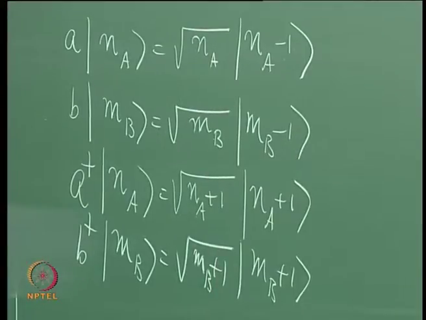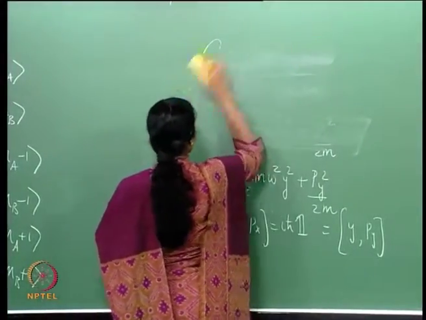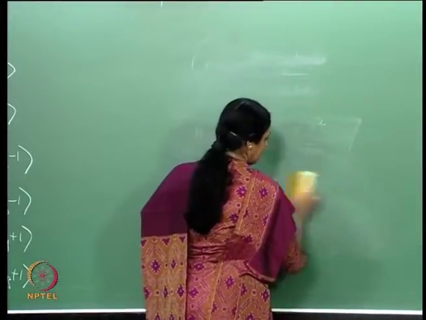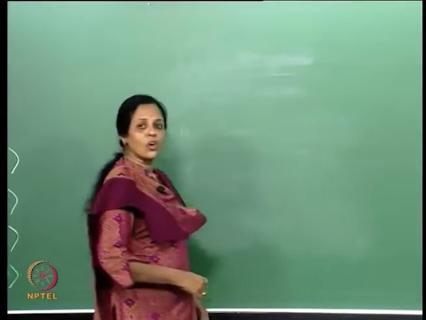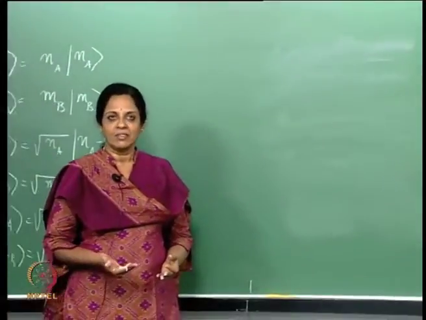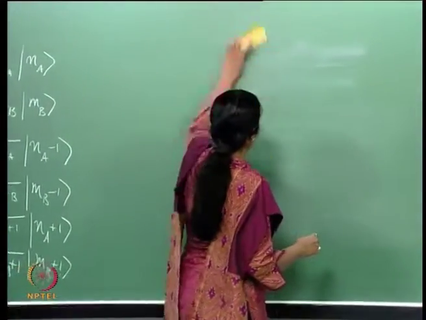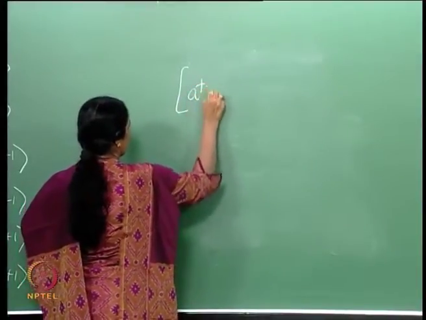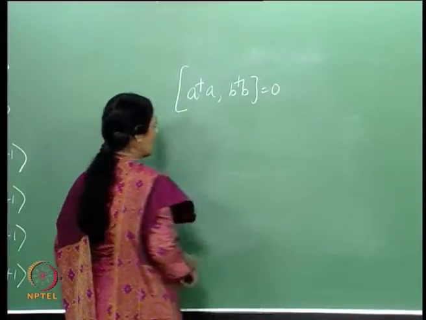I now find out what the various operators in this problem are which commute with each other. Since the commutator of A with B dagger vanishes and they are independent oscillators, it is clear that the commutator of A dagger A with B dagger B is 0.